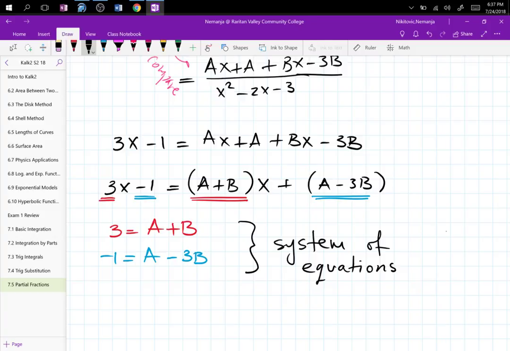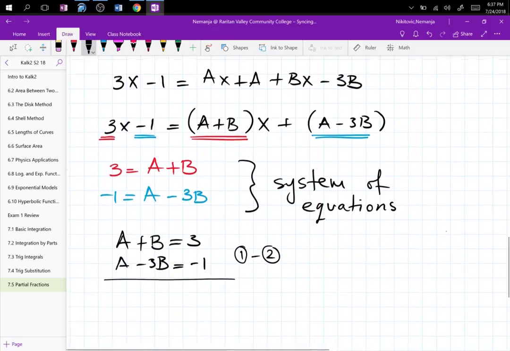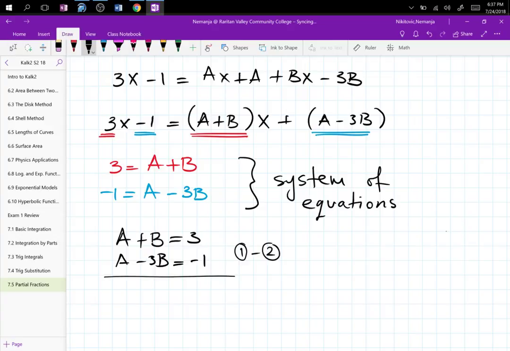Right now, this system is easy. I have that A plus B is equal to 3 and A minus 3B is equal to negative 1. Simple subtraction of these equations, equation 1 minus equation 2, will give us, right, A dies. You will get 4B is equal to 4, from where we get that B is equal to 1. If B is equal to 1, then A plus 1 is 3, then A is equal to 2.